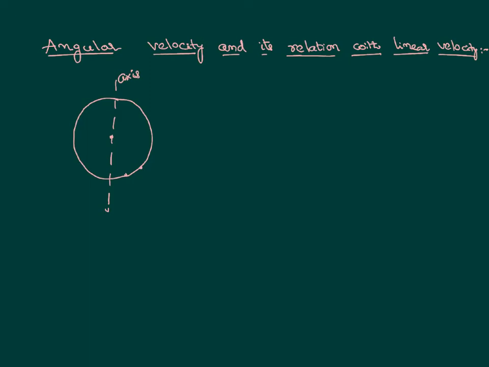Let the body start from a point P and go to a point Q in a given time. So, we cannot study its displacement because each particle is having different displacement. Rather, we depend on a term called angular displacement. We know that angular displacement is defined as d theta.